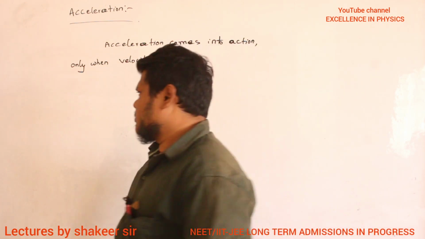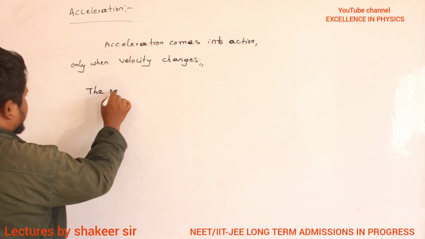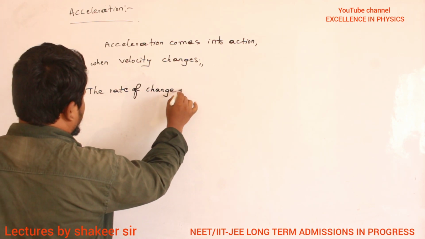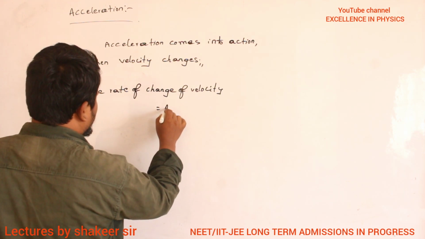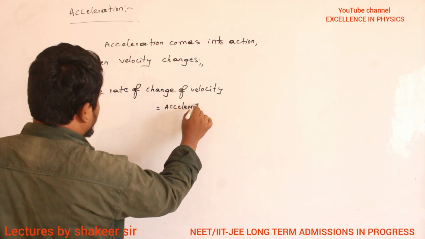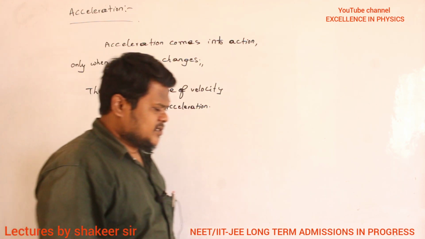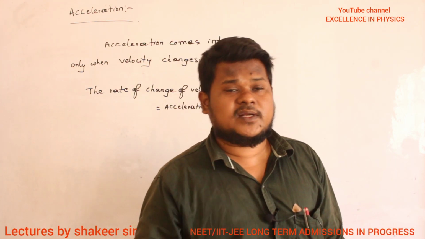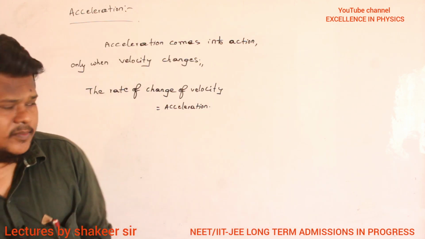Is it clear? And what is the definition of acceleration? The rate of change of velocity is called acceleration. Are you able to understand, ma? It means it is the ratio of change in velocity divided by time taken, or how fast velocity is changing with respect to time. That is also called acceleration. Are you able to understand?